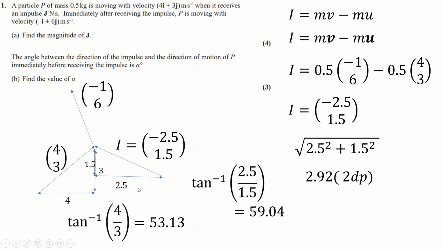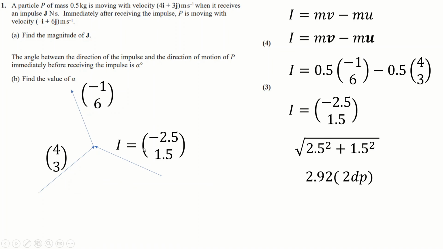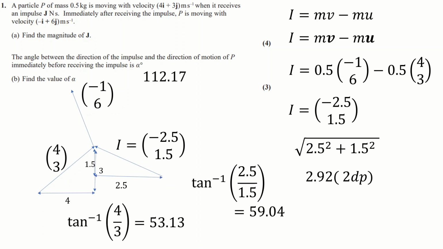And then I can add those 2 results together, and I'll have all of this angle, which must be the angle between the impulse and the original direction. So just add those 2 results together, and we'll get this answer of 112, roughly. Good, so that's question 1 done.